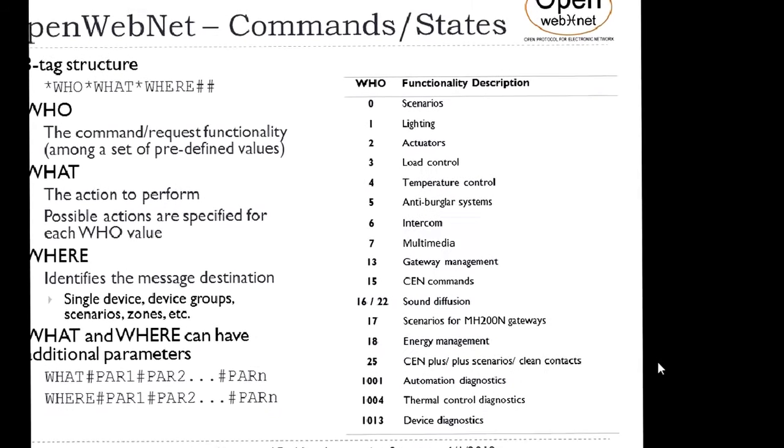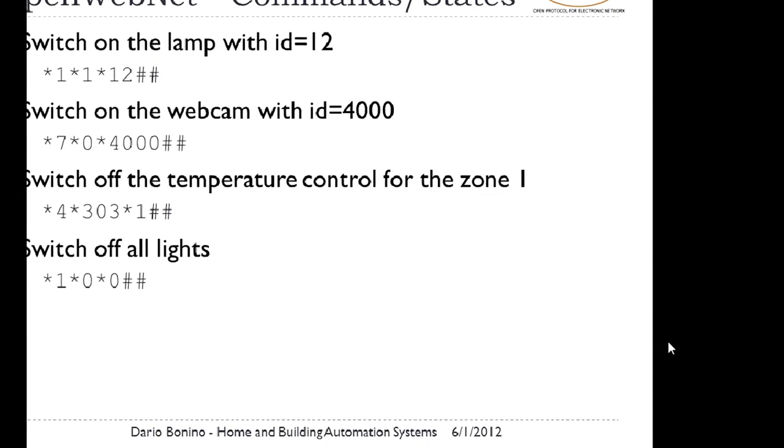Okay, so really deep. Let's say some example. The first one is the one that we already saw. It's switch on the lamp with address 12. So who is 1, lighting, on is 1, and the address of the lamp is 12. If the lamp is the lamp in the kitchen and we want to represent the lamp as the lamp in the kitchen, we need to translate lamp in the kitchen to 12, translate on to 1, plus translate lamp to the 1 who. Okay.